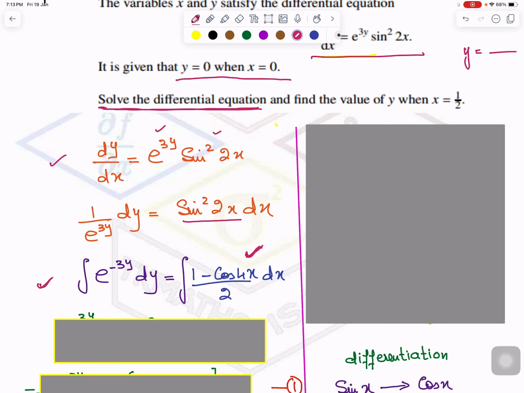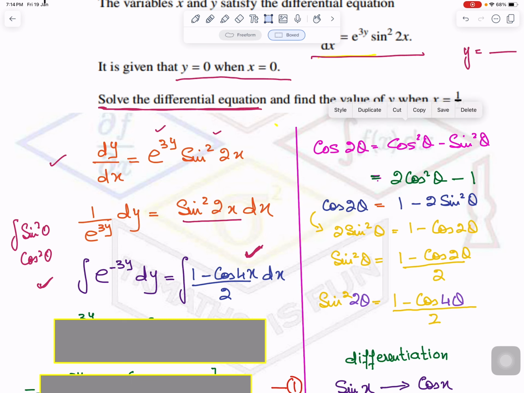Remember, whenever you have to integrate sine square theta or cos square theta, we always use the identity. And what is that identity? See here. It will be given to you in MF19. This is the main identity, and there are 2 more forms of this. One is this and the other is this. So these 3 forms will be given to you in MF19.